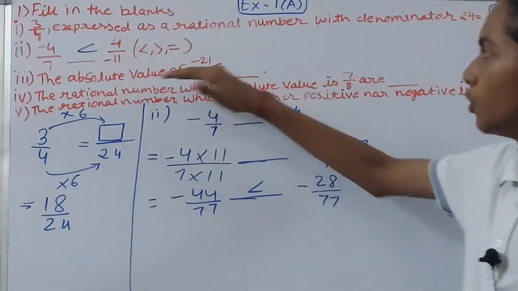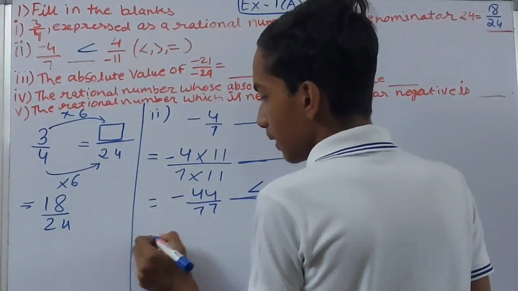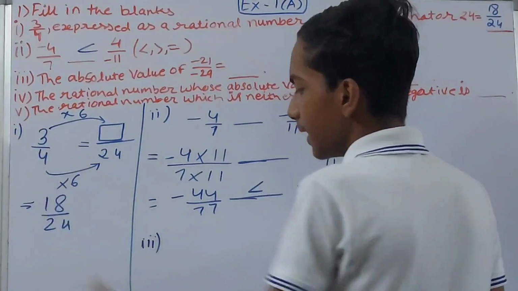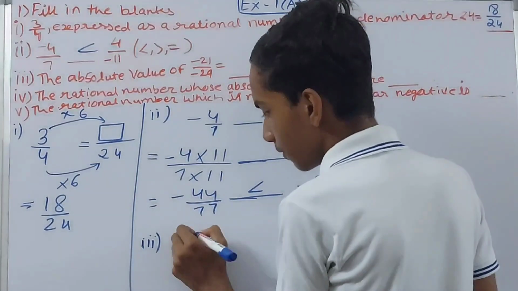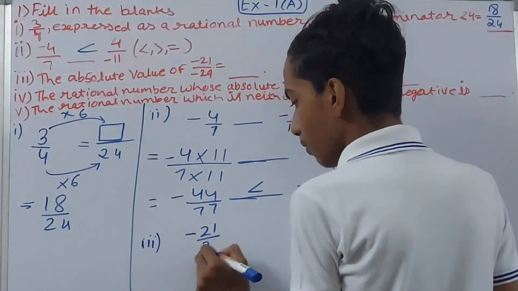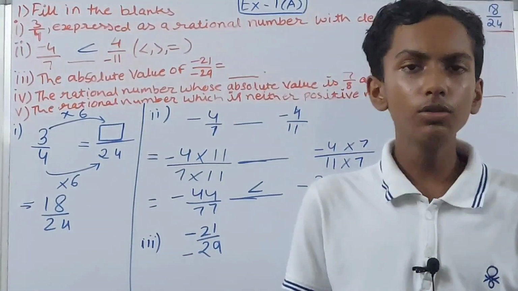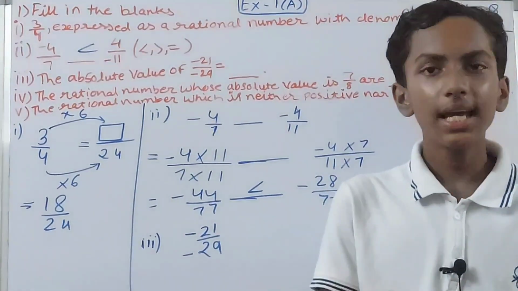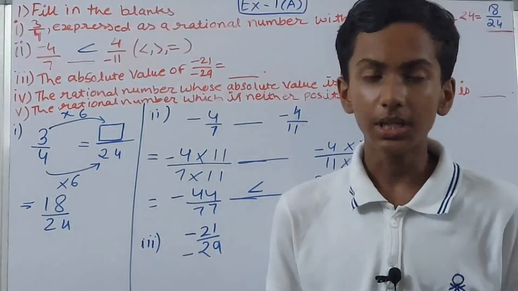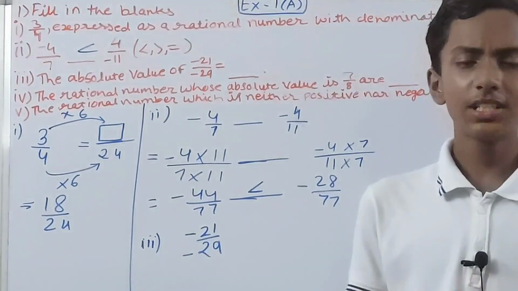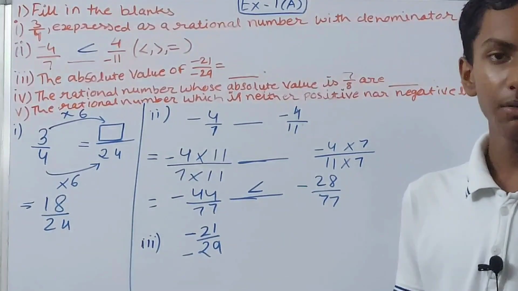Next it says the absolute value of minus 21 upon minus 29, right? So this is the third one, and the second one was before it, and the first one before that. Here you can see the absolute value of minus 21 upon minus 29. Now what is the absolute value? Absolute value is writing the number without any signs, right? That means if it has minus signs, we will remove the minus sign. If it has plus signs, then we simply will not write the plus sign, just write the digits. No need to write any sign, not even plus or minus.